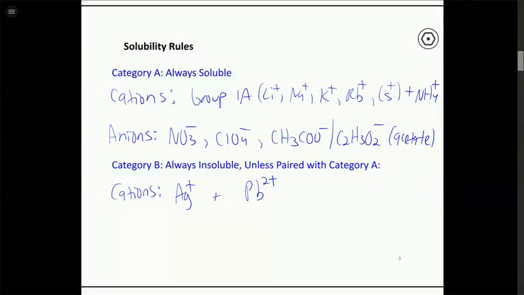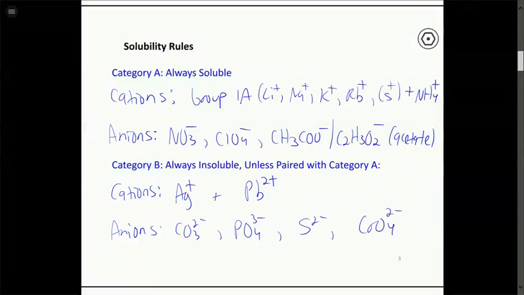And then there's certain anions that always give rise to insoluble compounds unless they're paired with one of these special cations from group 1A or ammonium. So carbonate, CO3 2 minus, phosphate, PO4 3 minus, sulfide, S2 minus, and a weird one, chromate, CrO4 2 minus. So these four anions are going to pretty much always give insoluble compounds unless they're paired with one of these special cations here. Okay? So those are the two really obvious rules that you should think about first. Whether it's going to fall in one of these two categories when you can automatically identify it as being soluble or automatically identify it as being insoluble.